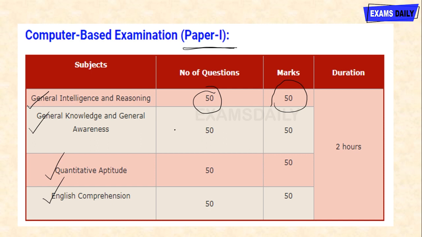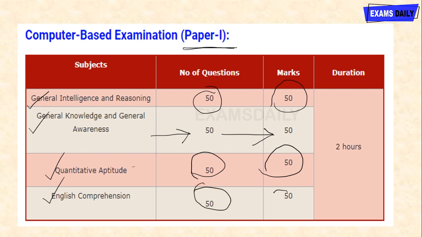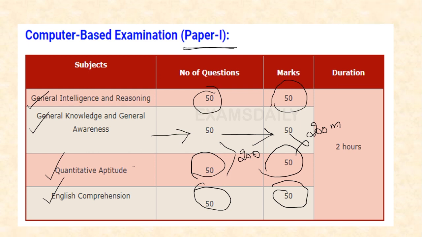General knowledge and general awareness has 50 questions for 50 marks. Quantitative aptitude has 50 questions for 50 marks. English comprehension has 50 questions for 50 marks. In total, you are going to write 200 questions for 200 marks. The time duration for this paper 1 computer-based examination is 2 hours.